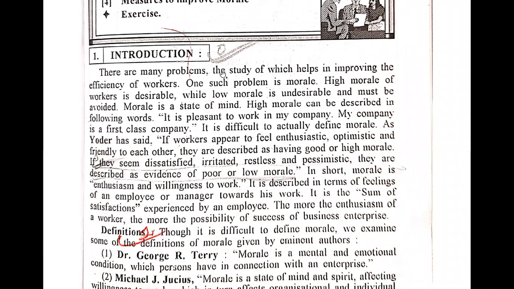There are many problems, the study of which helps in improving the efficiency of workers. One such problem is moral. High moral of workers is desirable, while low moral is undesirable and must be avoided. Moral is a state of mind. High moral can be described in the following words: it is pleasant to work in my company; my company is a first class company.